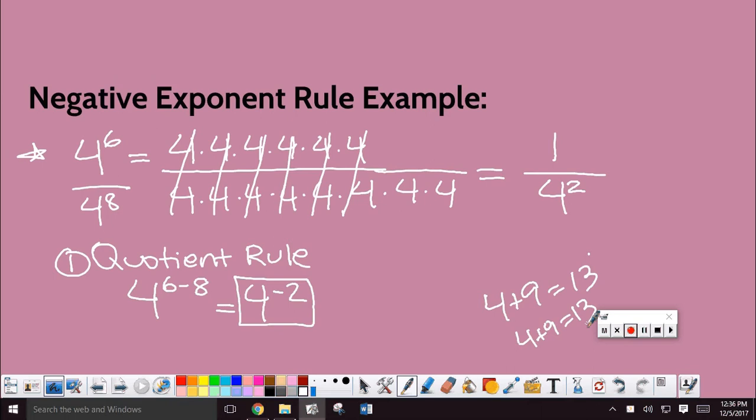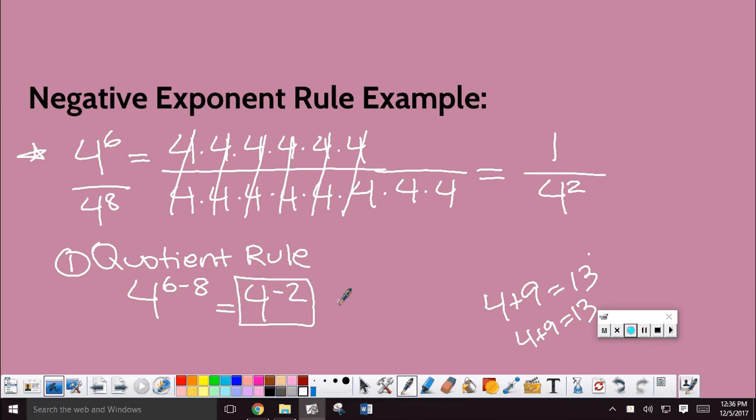But what do your eyes say? Do your eyes say that you ended with the same answer? No. One is 4 to the negative 2nd power. One is 1 over 4 to the positive 2nd power. So your brain tells you you should end up with the same answer, but your eyes tell you you didn't. So I'm going to teach you how to fix that problem, because these indeed are the exact same number. 4 to the negative 2nd power is the same thing as 1 over 4 to the 2nd power. They're the exact same value.